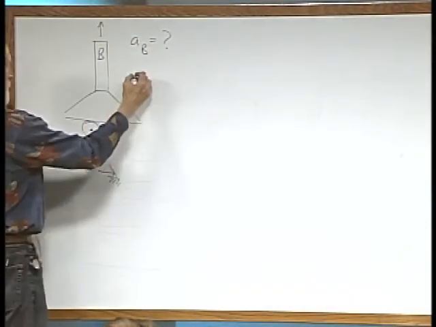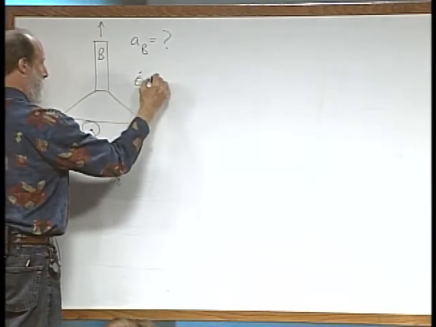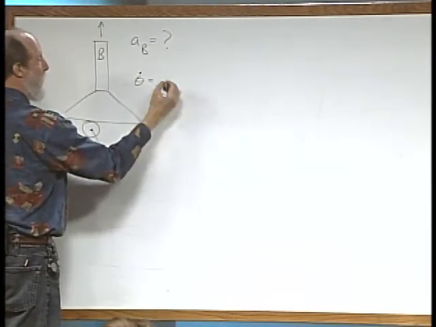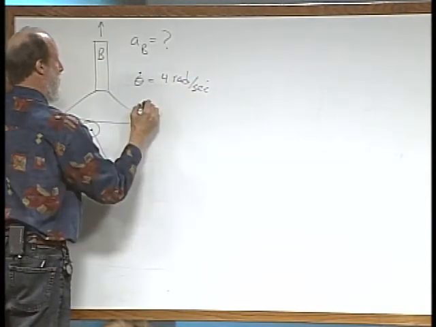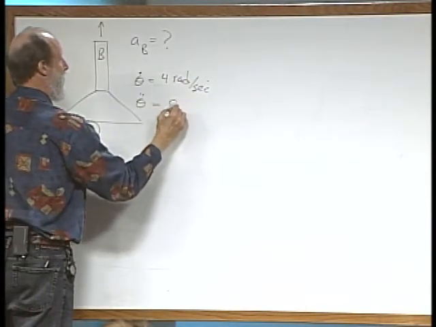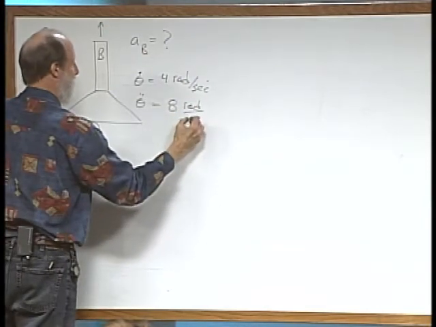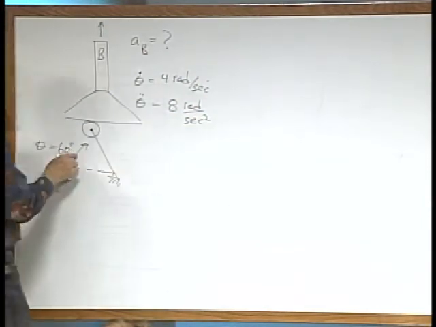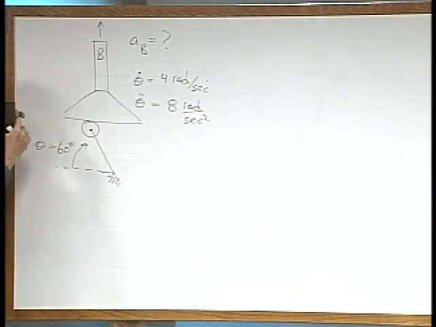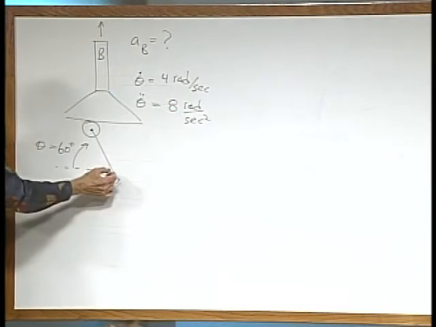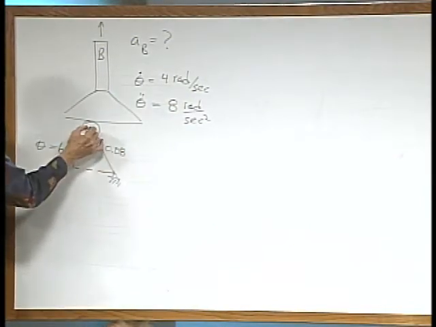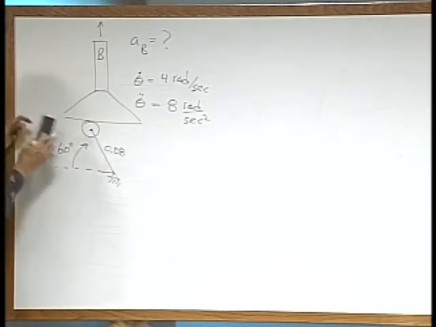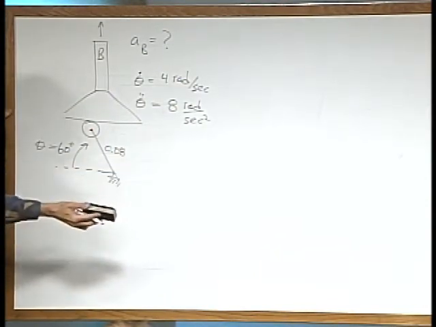And we're given that theta dot is what? 4 radians per second. And theta double dot is 8 radians per second squared, in the same direction as theta. Both positive, given this sense of theta. And the arm is 80 millimeters, 0.08 meters, and the radius is 20 millimeters. Let's go ahead and keep it in millimeters.